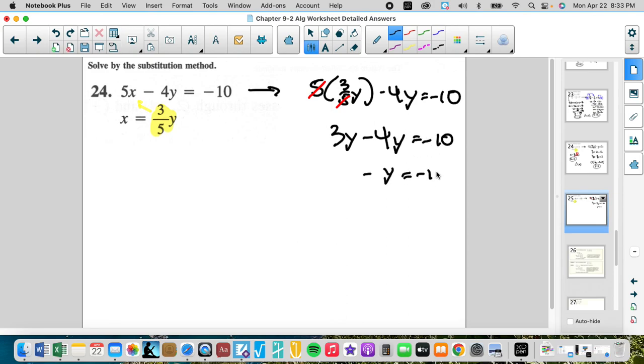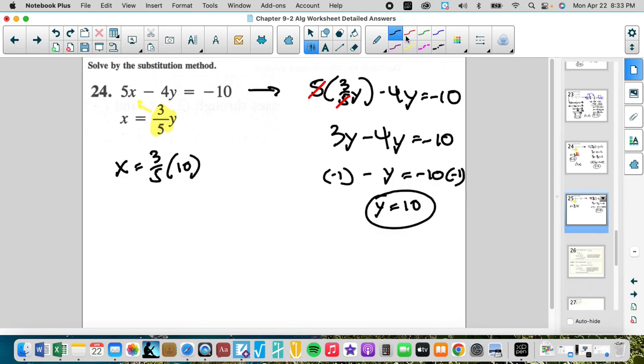Negative y equals negative 10. Multiply both sides by negative 1. y equals positive 10. Take that 3/5 times 10. 5 in the denominator cancels with 10 in the numerator, and we get 3 times 2 in the numerator, so 6 comma 10.